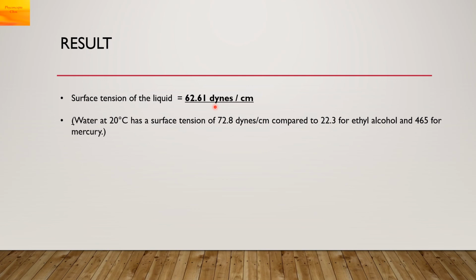We'll write down the result. The surface tension of water is 62.61 dynes per centimeter. Actual value, the standard value, is 72.8 dynes per centimeter.